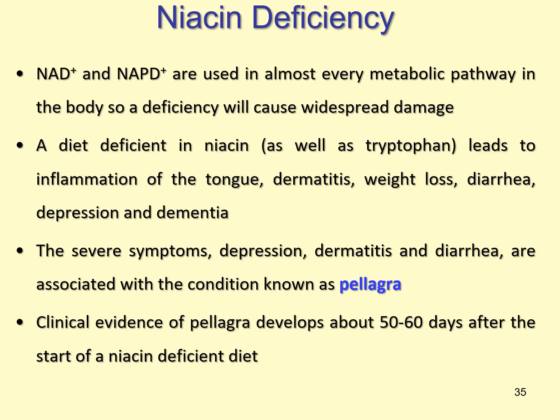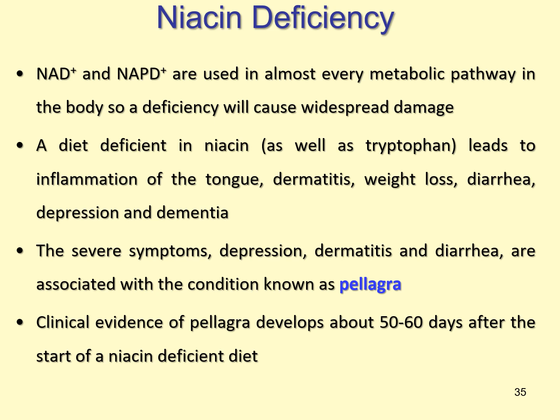So this niacin deficiency can always be associated with pellagra, the disease known as pellagra, which has the symptoms of depression, dermatitis, and diarrhea. This disease can be associated with this niacin deficiency. The clinical evidence of pellagra develops about 50 to 60 days after the start of the niacin-deficient diet.